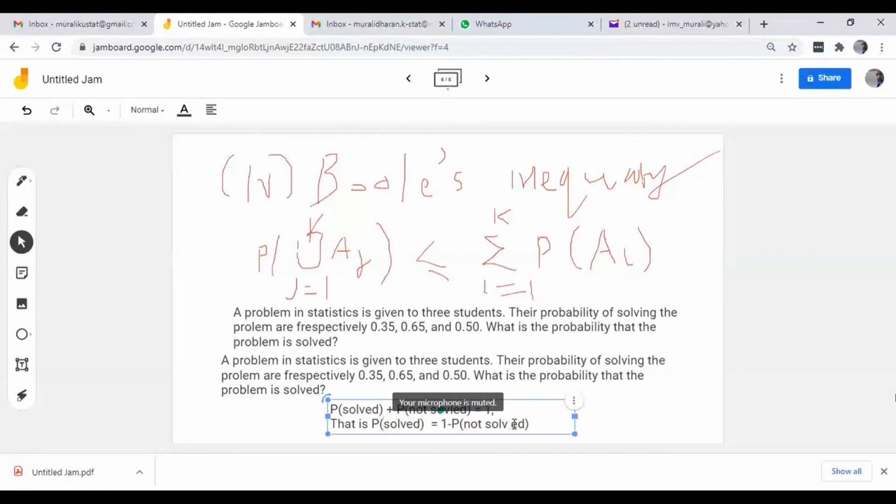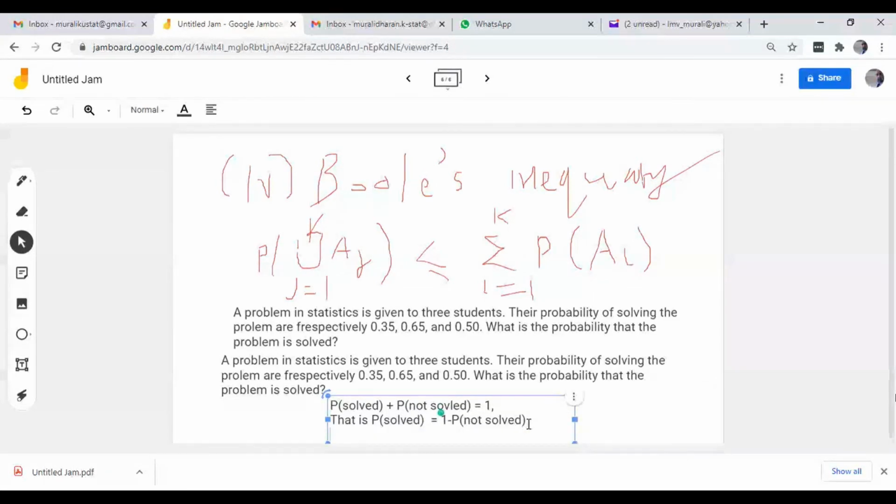What is the meaning of this? It is 1 minus the probability of neither A, that means A complement, intersection B complement, intersection C complement. Neither A nor B nor C could solve the problem. That is the meaning of this. Problem not solved means it was neither solved by A, nor by B, nor by C, which means it was solved by no one. So that is 1 minus probability of A complement intersection B complement intersection C complement.